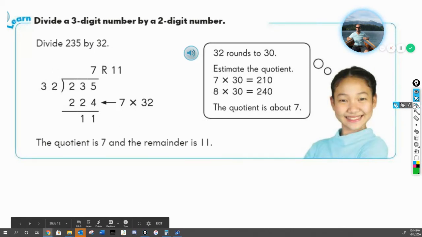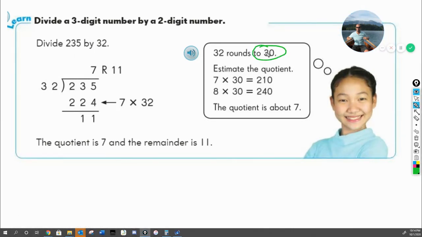The way you're estimating this, though, is what's important. Rounding 32 to 30. So then I'm doing 30 times 7 equals 210, or 30 times 8 is 240. We're going to go for 7 and see where it gets us. Okay, so that's the idea there. You want to do that estimation. Estimation is huge. Estimation is probably the hardest part of long division.